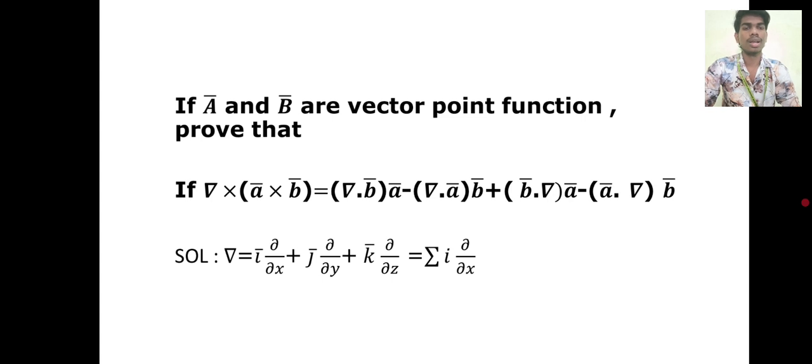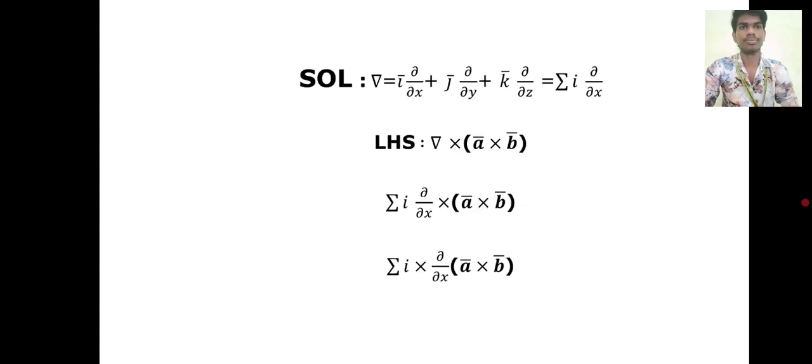Solution. Let us consider del is equal to i bar into dou by dou x plus j bar into dou by dou y plus k bar into dou by dou z, which is equal to summation of i into dou by dou x. Solution.